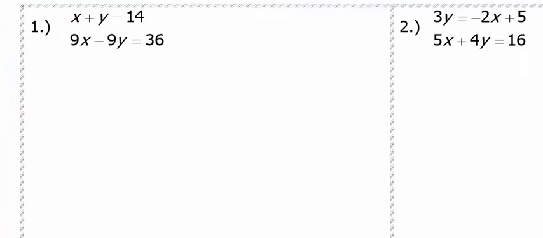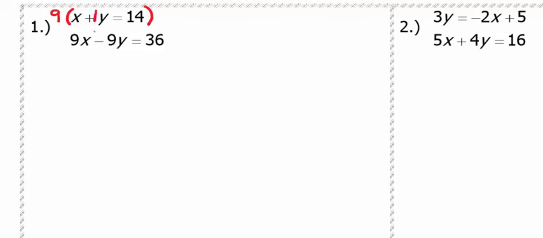Now let's move to question 1. In question 1, you'll notice that it is not set up for the x's or y's to eliminate right off the bat. However, this question is slightly easier than what we just did because I only need to multiply or modify equation 1, not both of them. The reason is I notice that I have a 9x. I could choose to eliminate x's if I multiplied the top equation by negative 9. If I chose to eliminate y's, I would multiply the top equation by positive 9. That's what I'm going to do.